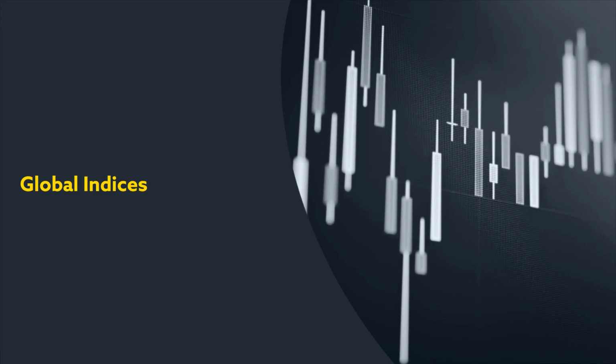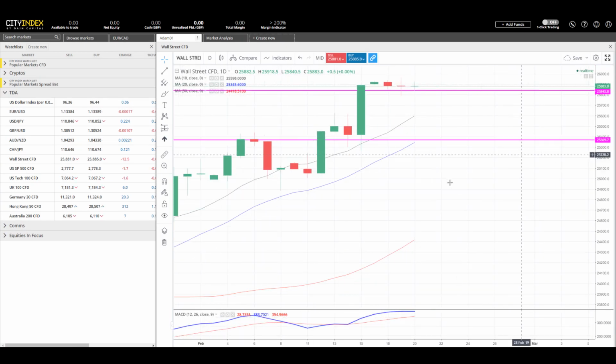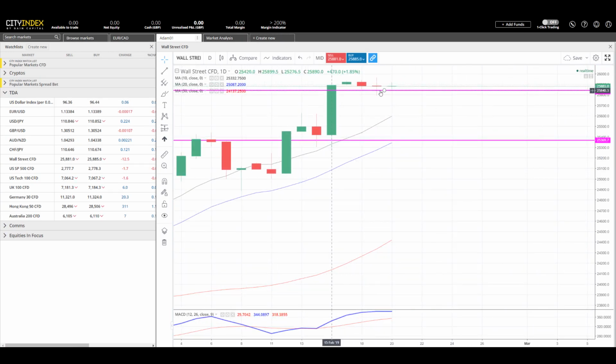With the global indices, looking at Wall Street first, out of the US, price going largely sideways, sitting above that level of resistance and holding there, finding support. I'd like to see a breakthrough and just pull back into the moving averages, but if it chooses to stay there for a couple of days while the moving averages catch up and it just finds that point of equilibrium, that is perfectly acceptable.